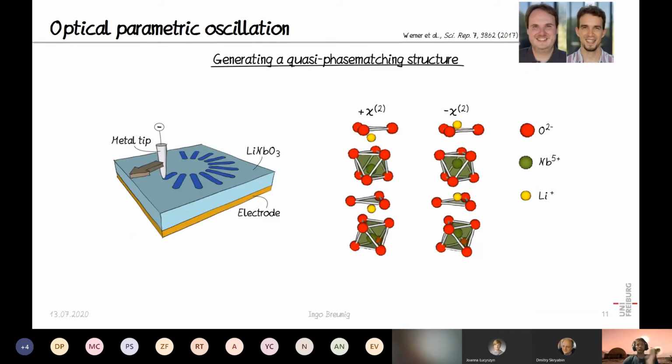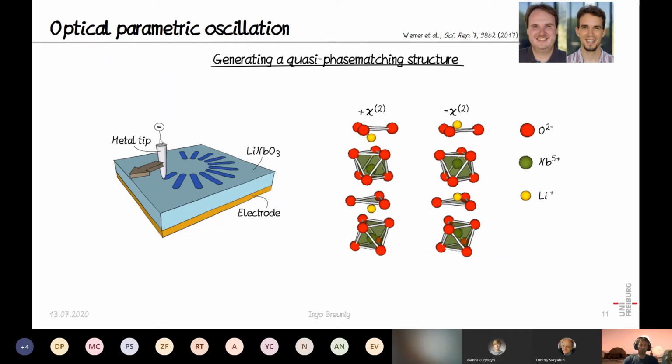First, let me explain how we generate this quasi phase matching structure. This is a fairly nice setup in our lab, and two PhD students, Christoph and Simon, really made it work very nicely. The idea is to use just a piece of lithium niobate, put a back electrode on this side, and then use a charged metal tip as kind of a pen, right? It is called calligraphic poling.